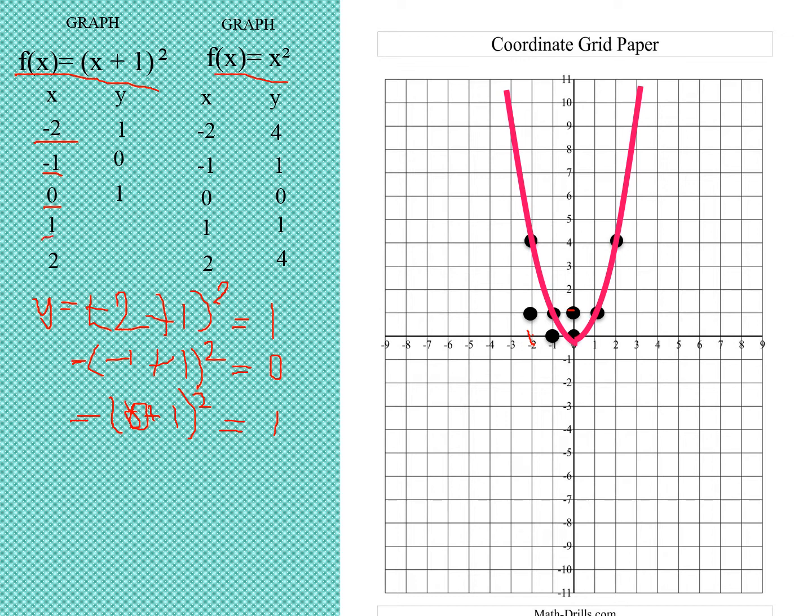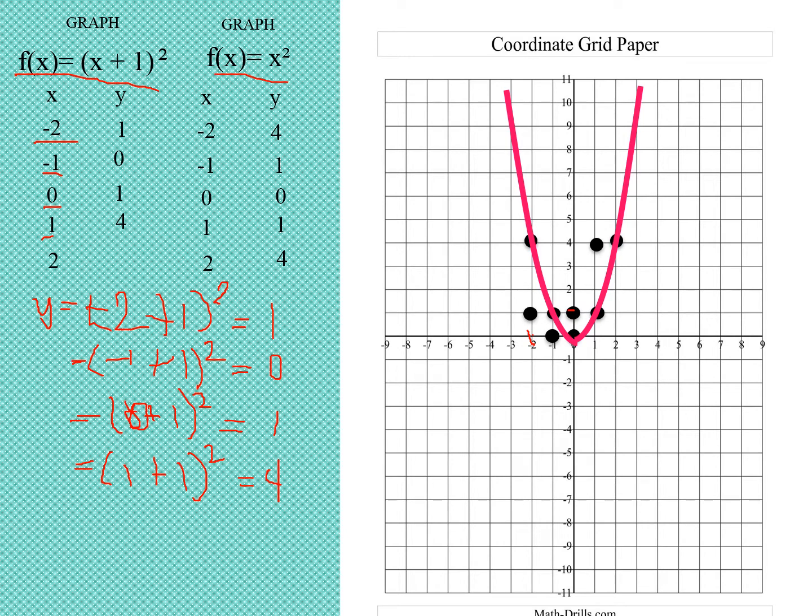Next, we have positive 1. So, we have here the quantity 1 plus 1 squared. So, 1 plus 1 is 2. 2 squared will become 4. So, our y is 4. Then, our plot is there.